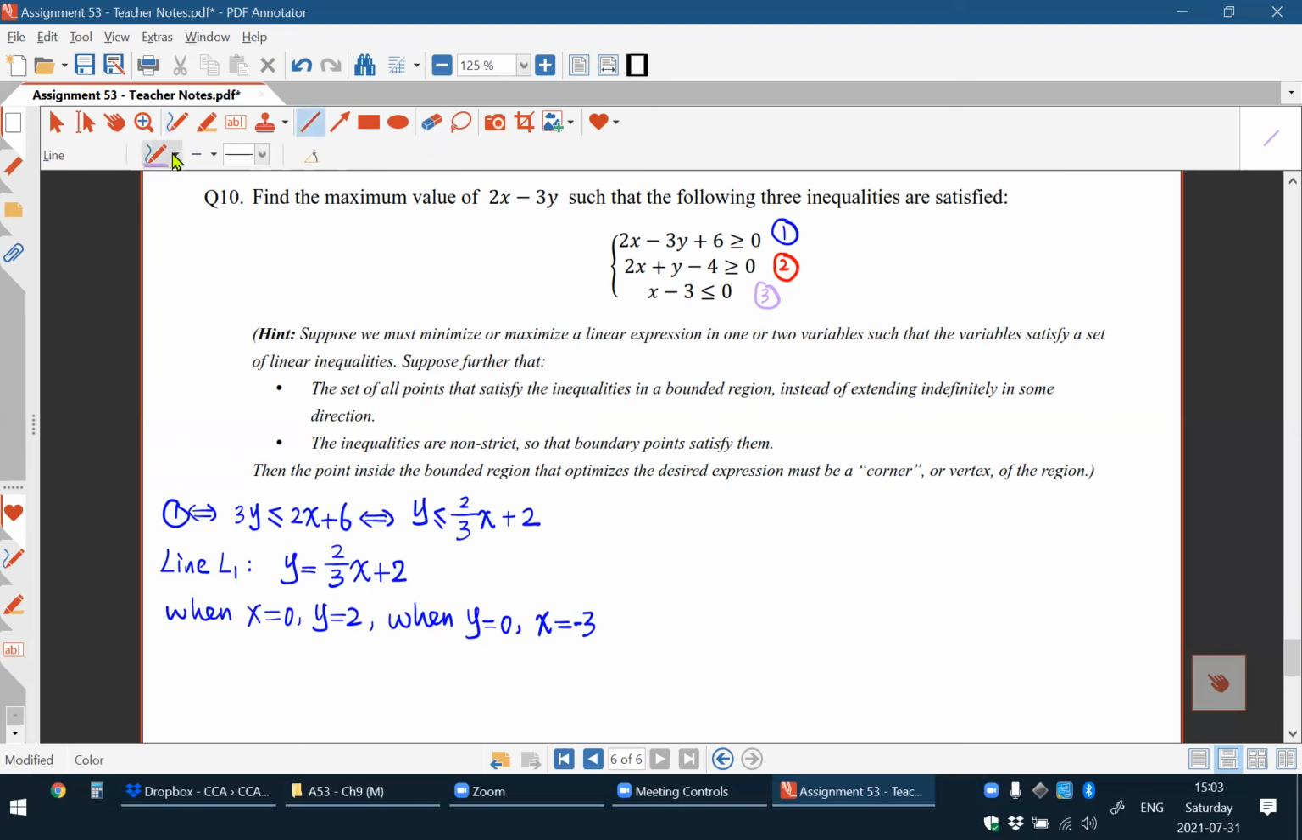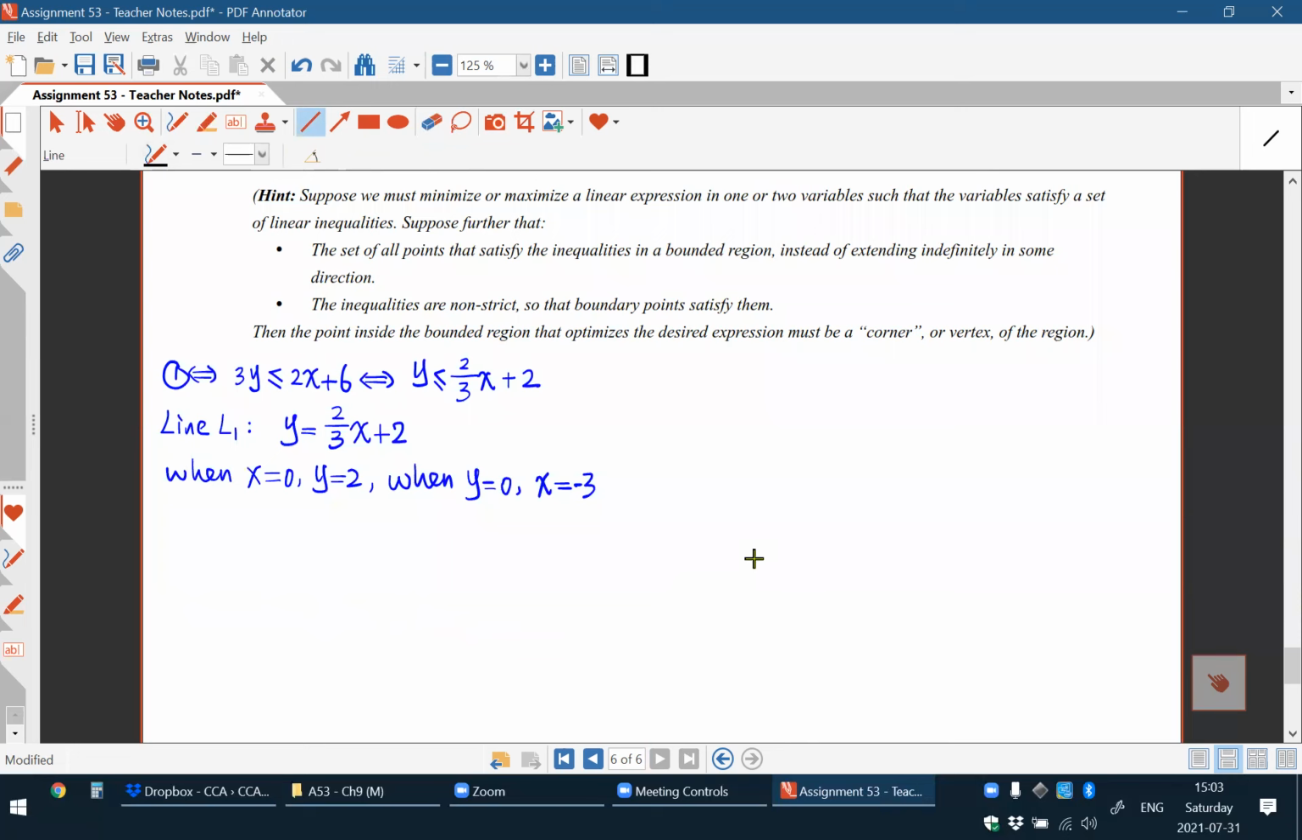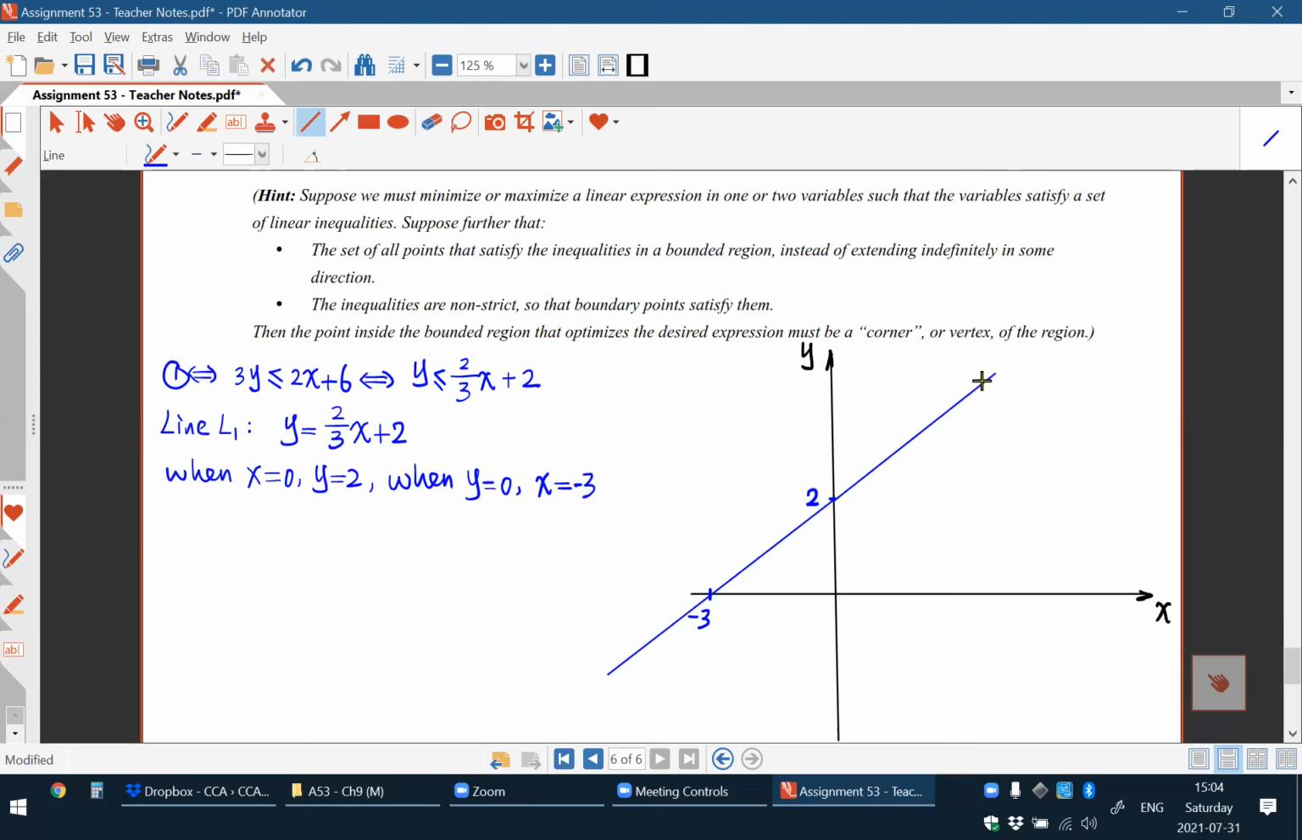Okay, now we can find this line in our 2D Cartesian plane. Suppose the 2D Cartesian plane is here. So, okay, y axis and x axis. This line passes through 2 points, 0, 2. Let's say 2 is here. And the next point is minus 3, 0. So suppose minus 3 is here. Okay, so this is our line one, right? Let's label it here, line one.